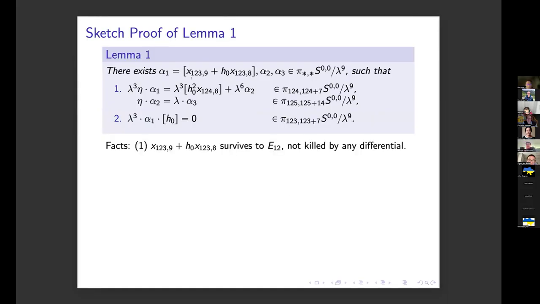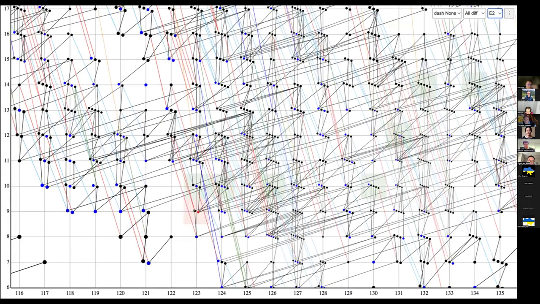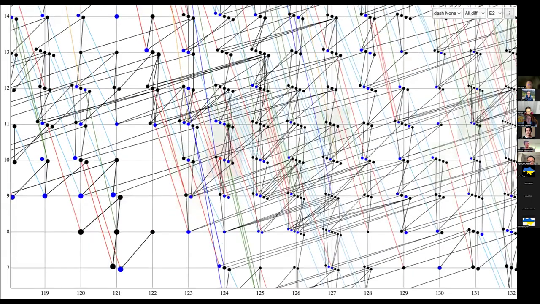For the first lemma, I'm trying to establish that this alpha 1, when I multiply by eta, is this element plus some higher filtration element. First of all, this element survives to the E12 page. I'm back to the sphere. So on the E2 page, when I multiply by H1, you see that its H1 multiplication is the sum of these two dots. So it's not the same as this candidate for theta 5 squared. However, their difference is hit by d2. So that means they're the same on the E3 page and beyond.